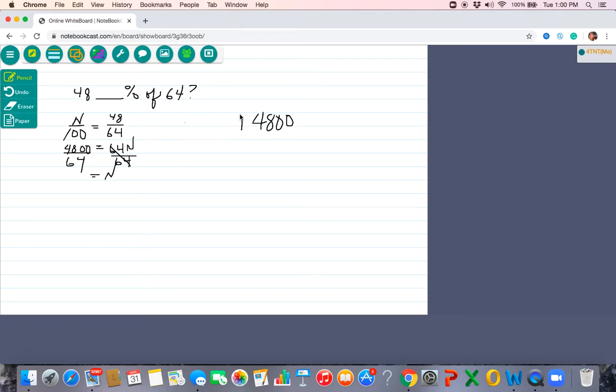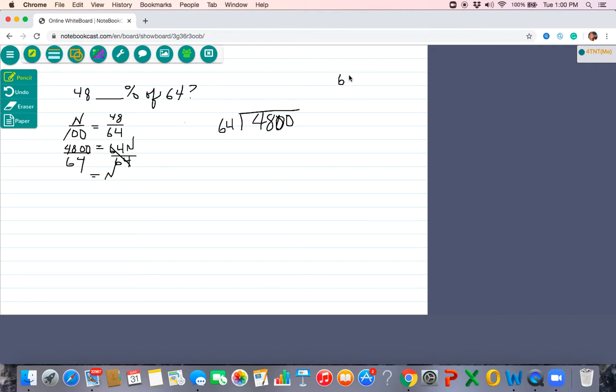4800 divided by 64. So 64 can't go into 4. It can't go into 48. It has to go into 480. Oh boy. Now I'm wondering, how close can I get? 64 is a little bit of a harder one to think about. Let's just do it straightforward. I'm going to guess.